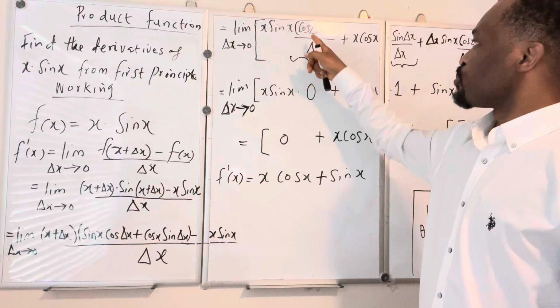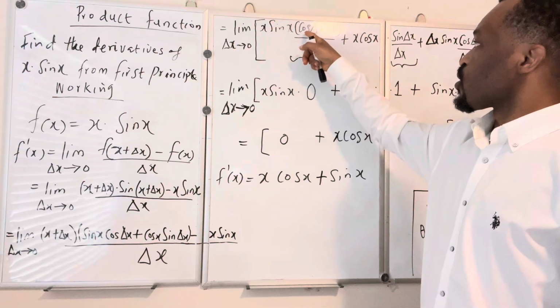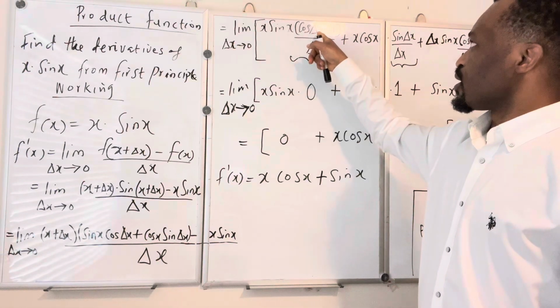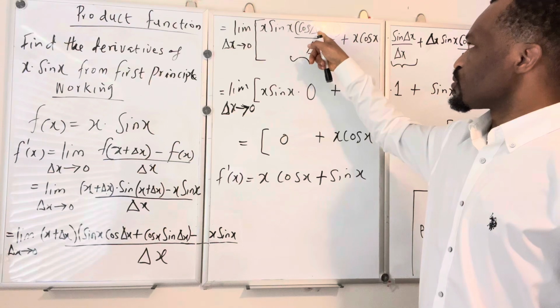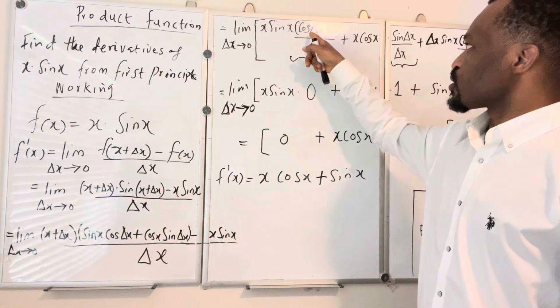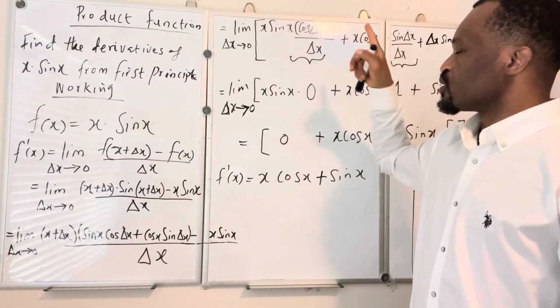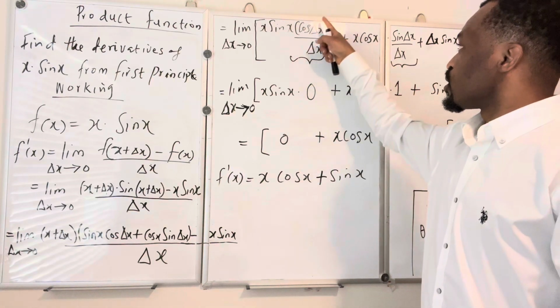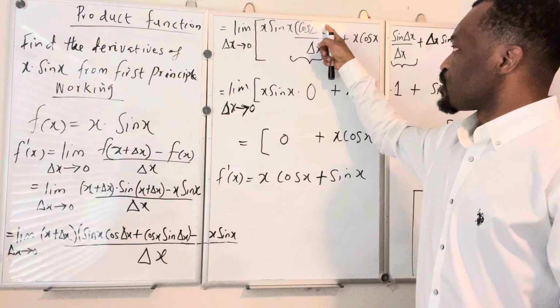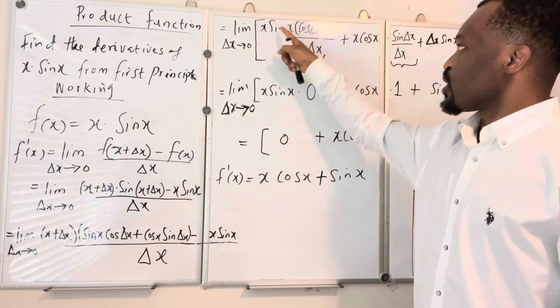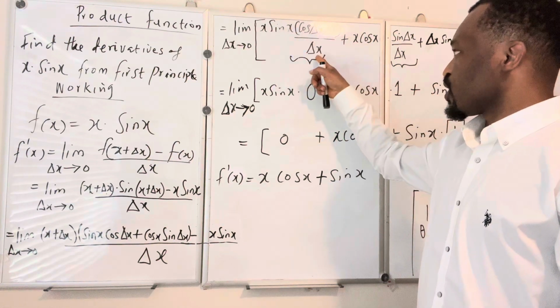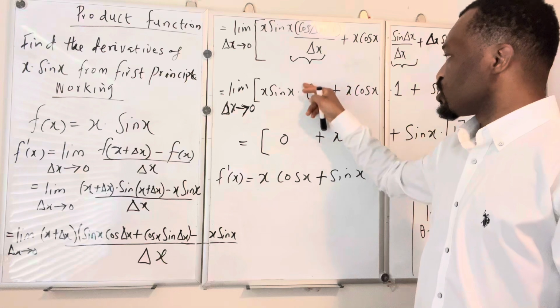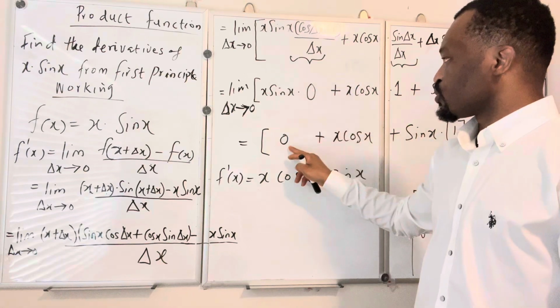Keep in mind that when I put in the value tending to 0, cos change in x will be equal to 1. And when you subtract 1 from 1, everything you have at the numerator here will be 0. So when you multiply out with this, you have 0, divided by that change in x. Everything here works out to be 0.